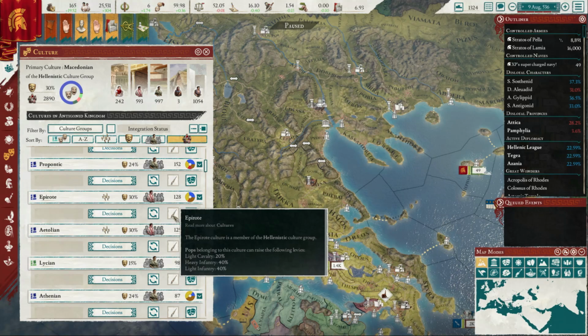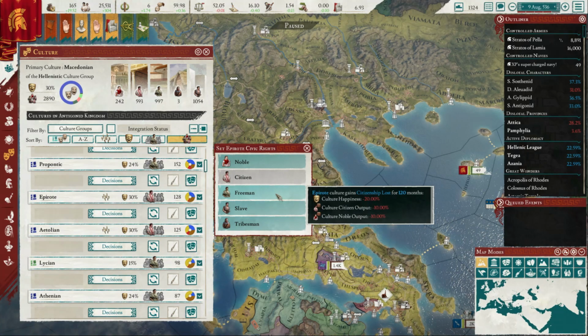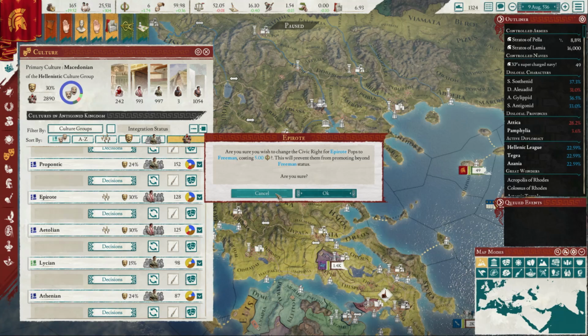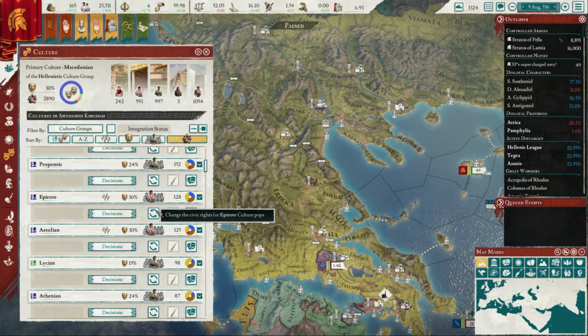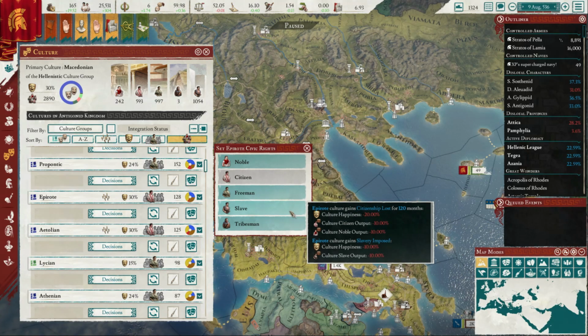Also, do not worry about integrating the wrong culture. Depending on the evolution of your realm, you can demote pops of a certain culture, revoking their integrated culture status. Just remember that if you revoke the integrated status, then you lower the happiness of the pops of that culture. They also will not count as troops available to levy, and of course will not be taken into account for your research efficiency, so do keep this in mind.